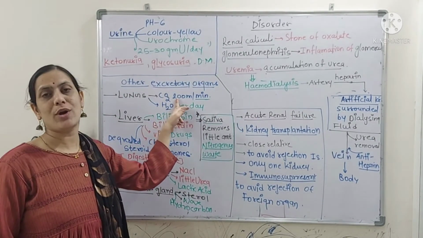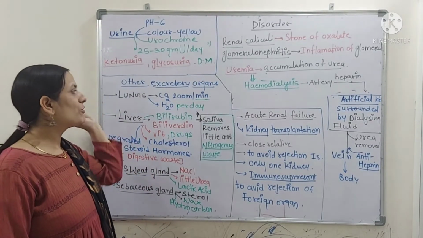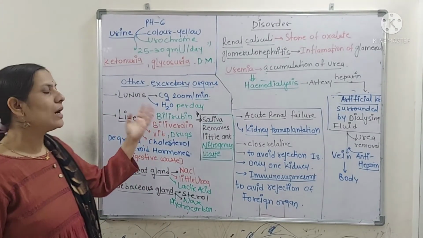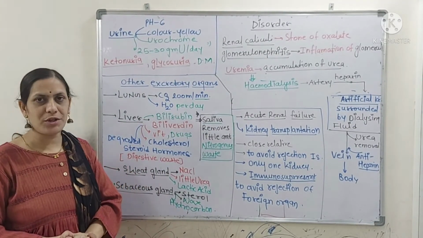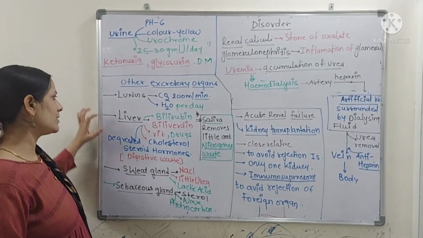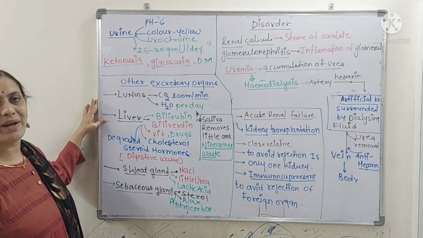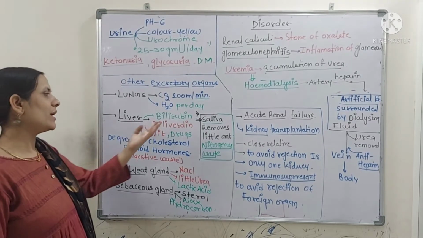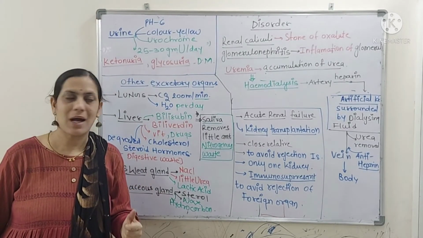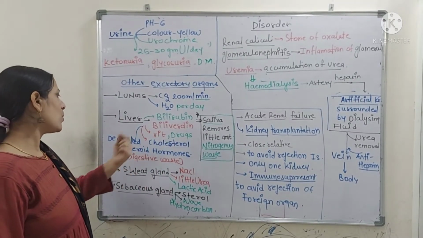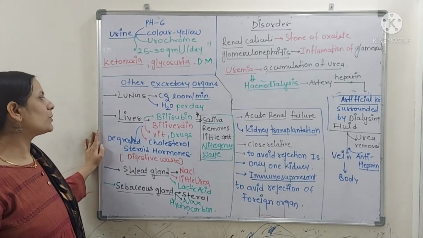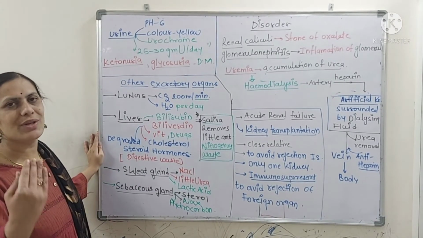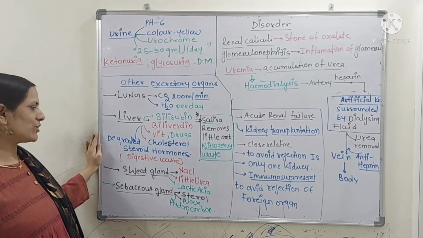So each minute 200 ml of CO2 is removed from the lungs. Apart from that, a little amount of water every day is removed by the lungs. The liver helps to remove bile containing bile pigments, you could say bilirubin, biliverdin, some hormones, drugs, vitamins. But all these things will generally go out via the digestive system.